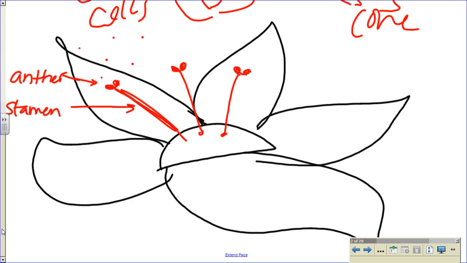So the whole thing is called the stamen. Anybody know the name of just the straight part? Starts with the F. Look on your vocab. Say it again. No, not fruit. Filament. You guys know what a filament looks like? It's just a small string of something, okay? So this right here, just the stick part, is called the filament.